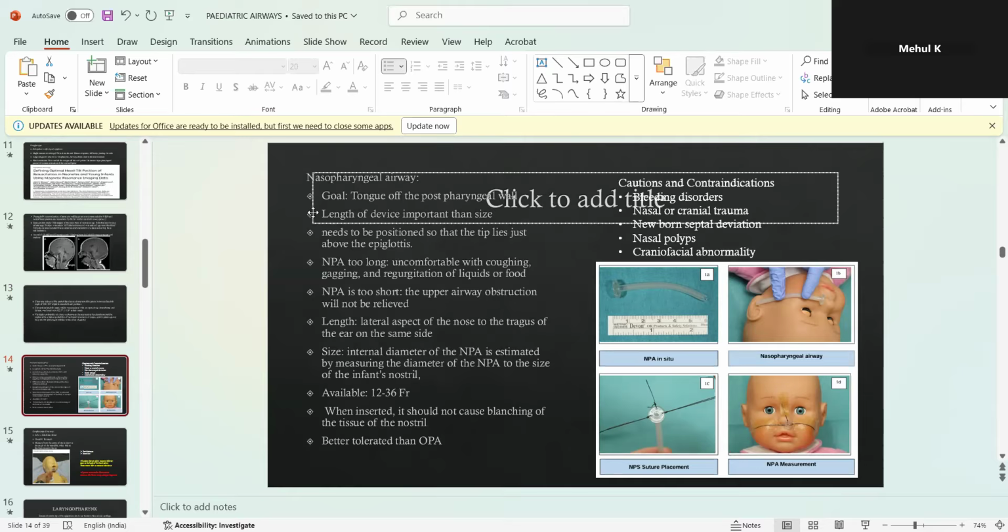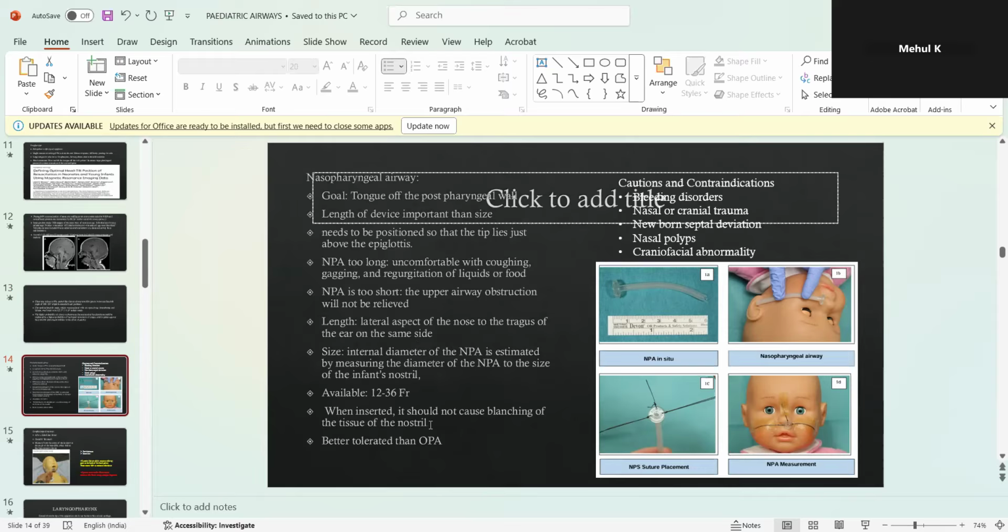First comes the nasopharyngeal airway. The goal of placing a nasopharyngeal airway is to maintain airway patency by lifting the tongue off of the posterior pharyngeal wall. So in placing a nasopharyngeal airway, the length of the airway is more important than the size of the airway. How do I measure the length of the airway? You usually go from a lateral aspect of the nose to the tragus of the ear on the same side.